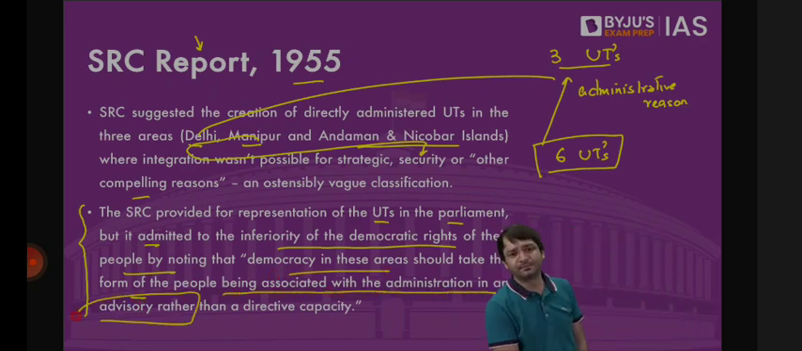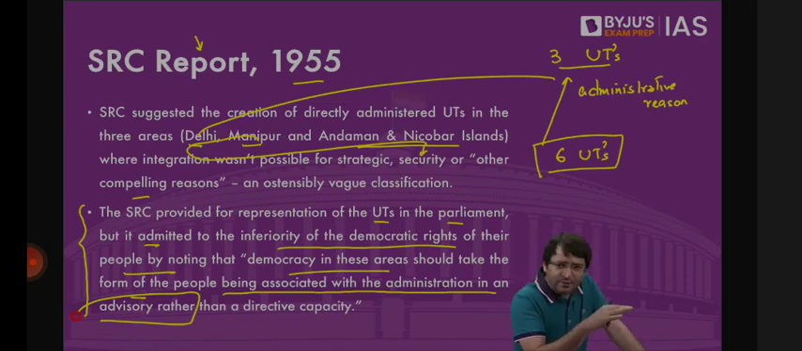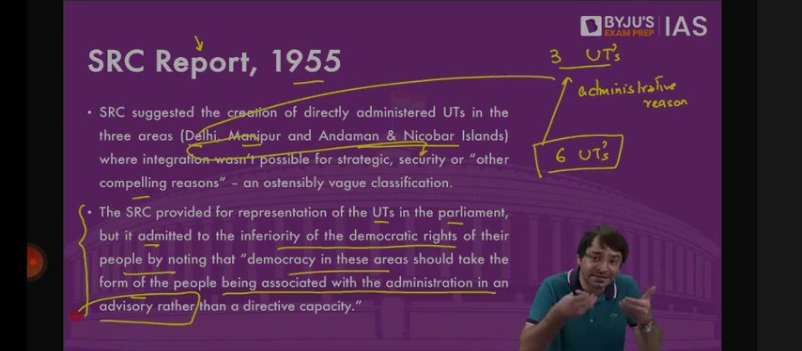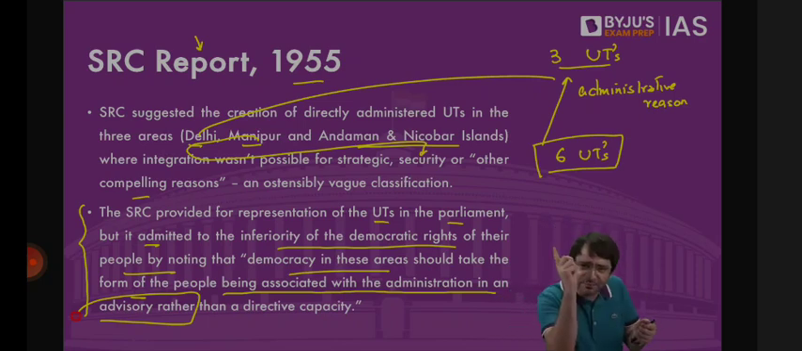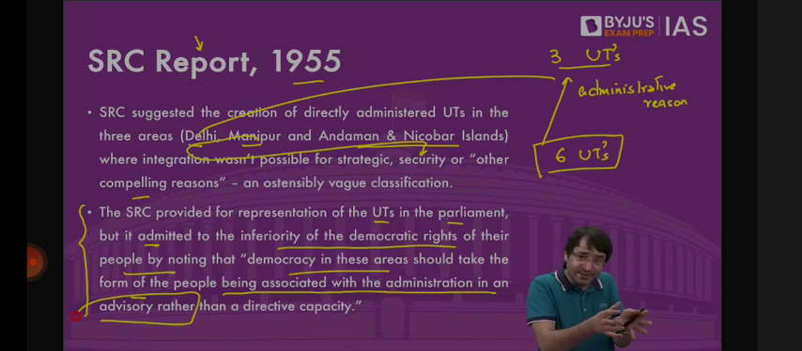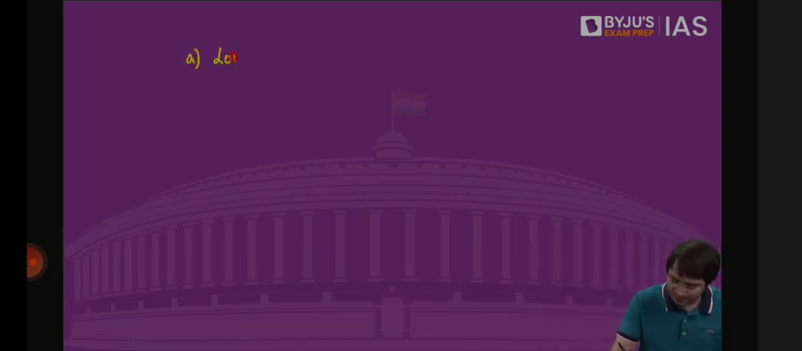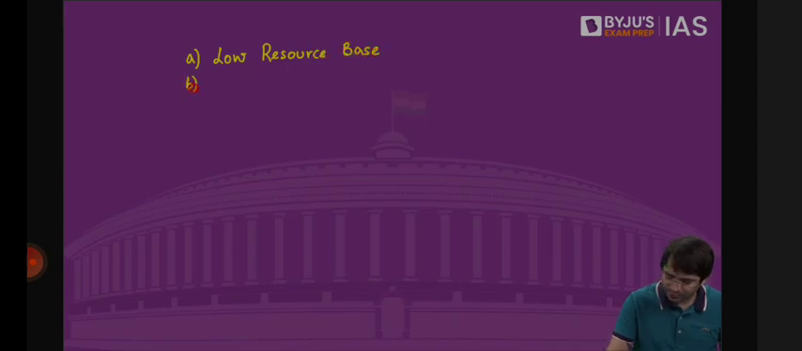So what does that mean? These UTs will have their representatives in Lok Sabha. That means they will elect their representatives and send them to Lok Sabha. But so far as the state level is concerned, in day-to-day activities, we should not have them in directive capacity but in advisory capacity. Directive capacity means they should not have democracy at the state level. We may have people who will advise the central government how to run this union territory, but we will not have people of these union territories directly administering their territories. Why? There were 2 broad reasons given. Reason number 1, low resource base. Reason number 2, small population. This is the real reason why we have union territories.